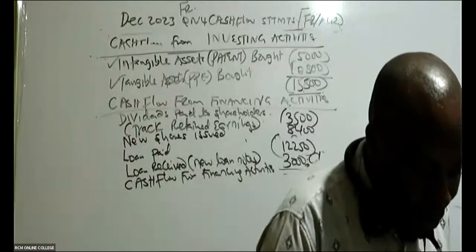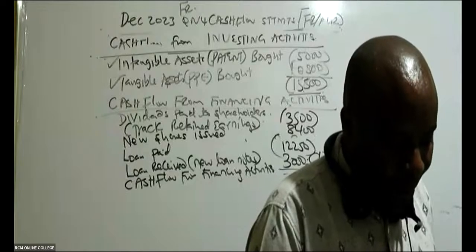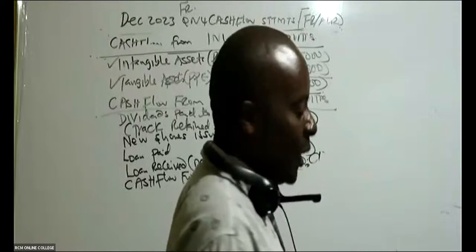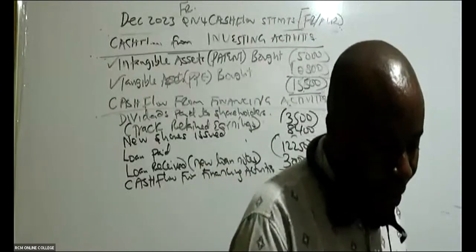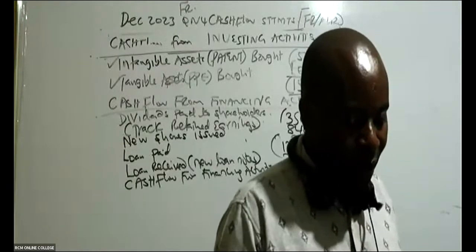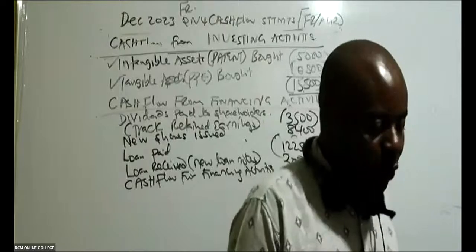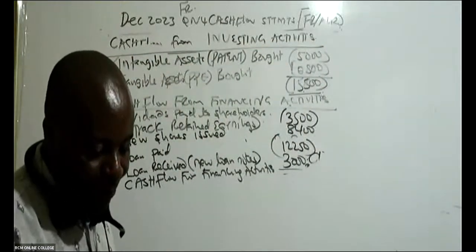So remember, issue of new shares is 8,400 positive, right? We have dividends paid to shareholders. Dividends paid to shareholders is minus 3,500. Then we have in this case here 3,000 as a positive. And then repayment of long-term loan, 12,250, is supposed to be negative.